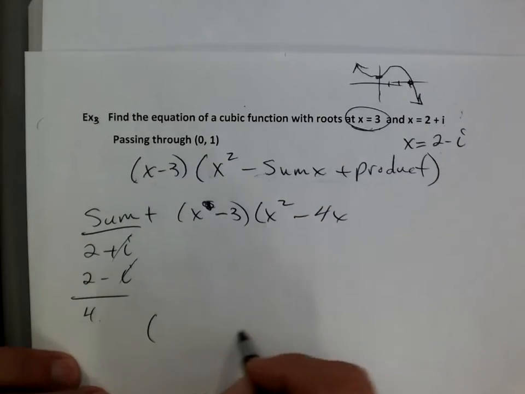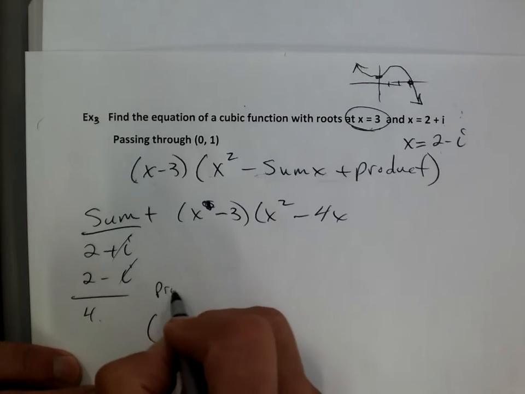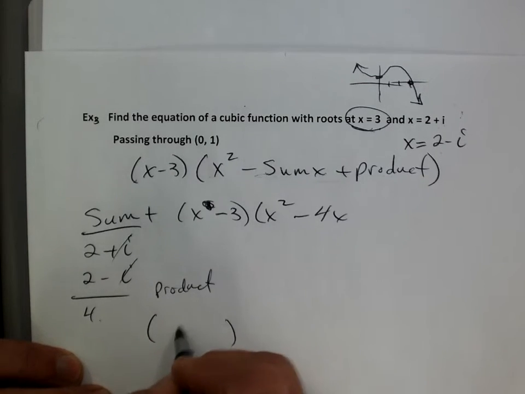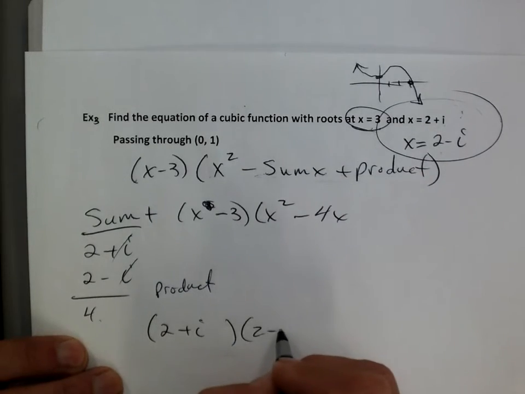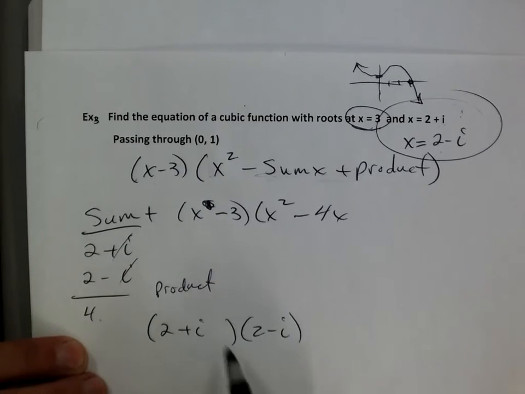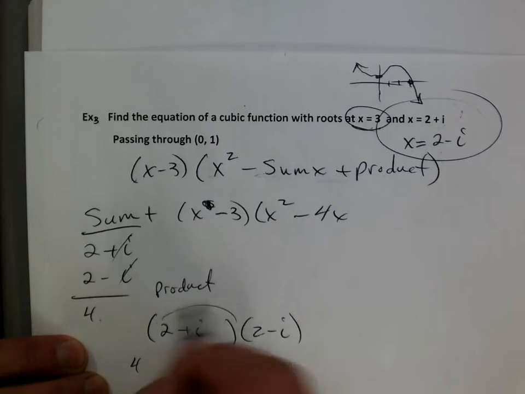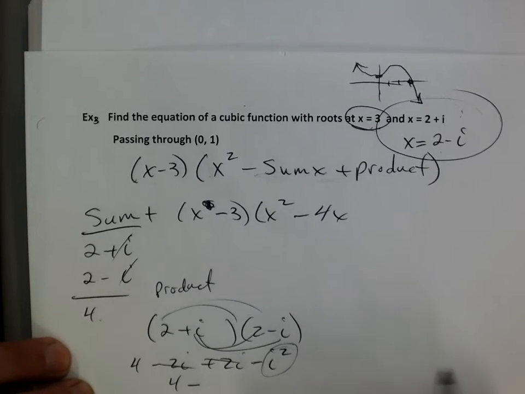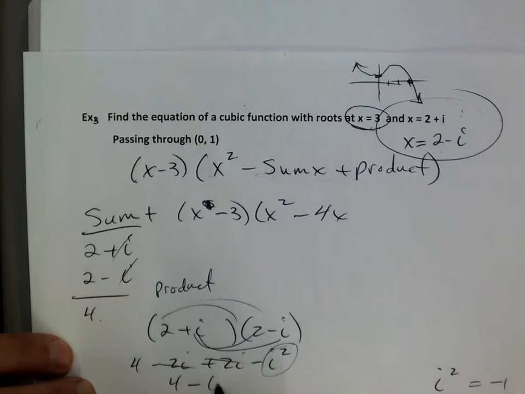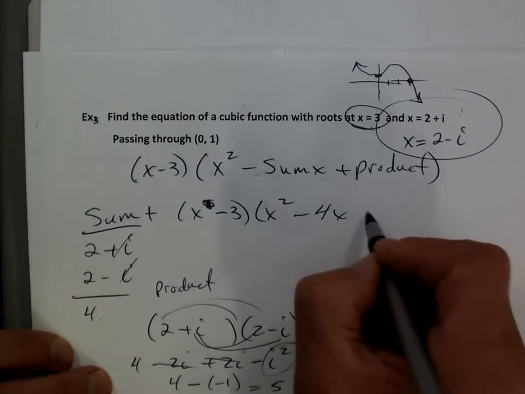Well, the product is multiply, right? Product means to multiply. So I'm going to take my 2 imaginary roots, 2 plus i, 2 minus i, and multiply. I get my 4 minus 2i plus 2i minus i squared. Those cancel. I've got 4 minus, I know i squared is equal to negative 1. So I get an answer of 5.